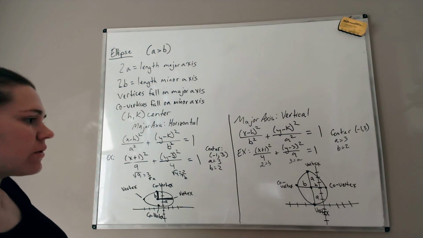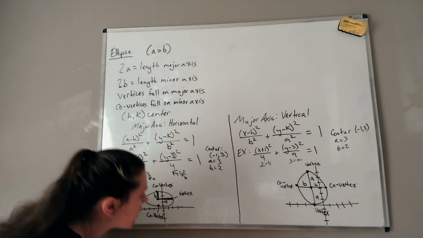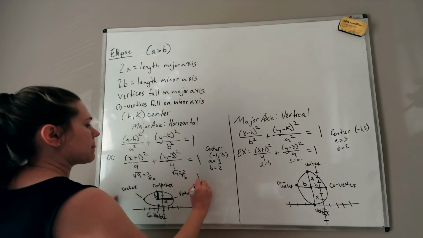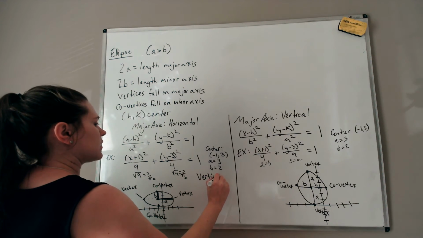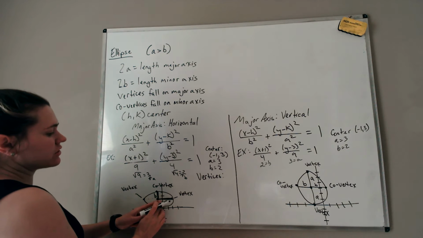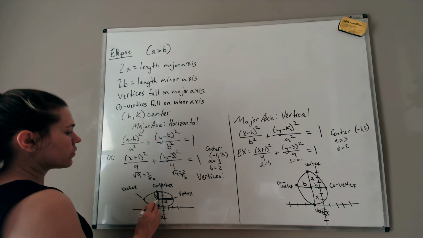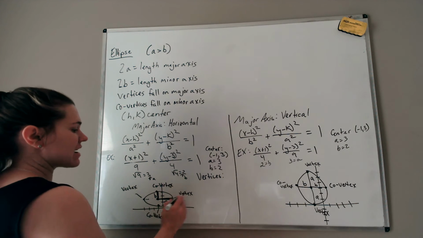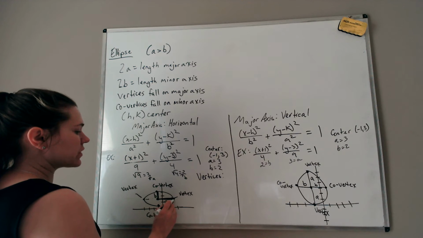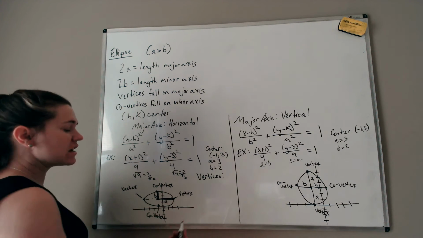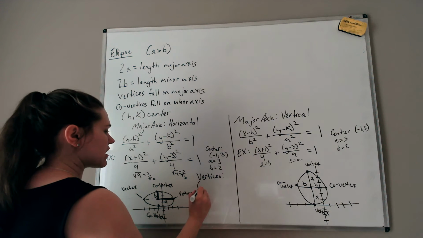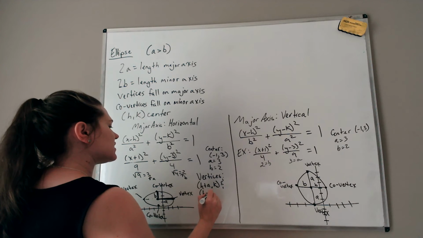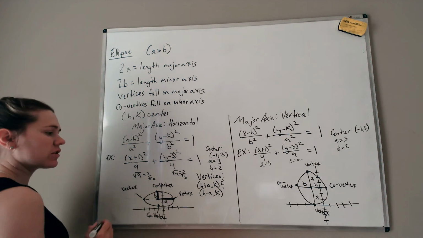If you notice, if your major axis is horizontal, your y-coordinate is staying the same. It's just that the x-coordinate is changing by A. That point right there is when you add A to the x-coordinate and don't change the y-coordinate. So it's going to be h plus A, comma k, and h minus A, comma k. Those are the coordinates of the vertices.